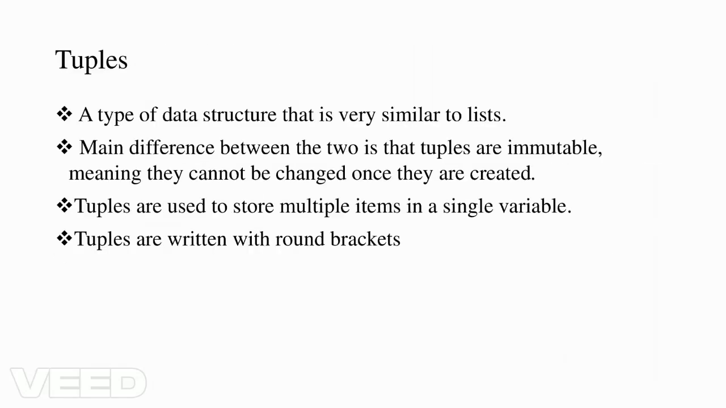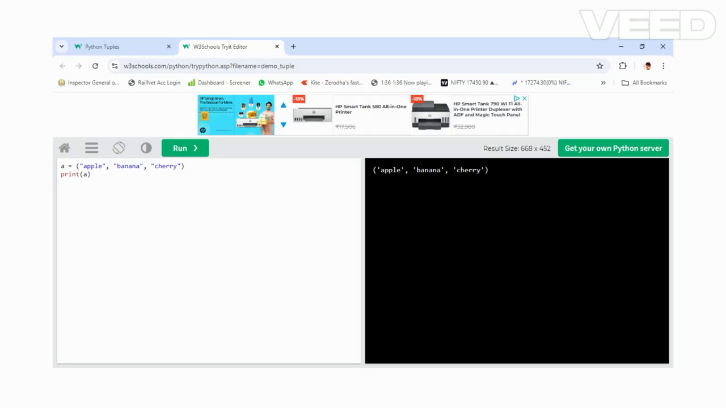Next, we are going to see about tuples, a data type of data structures. A type of data structure that is very similar to a list. The main difference between the two is that tuples are immutable, meaning they cannot be changed once they are created. Tuples are used to store multiple items in a single variable. Tuples are written with round brackets. Next, we are seeing the examples of tuples.